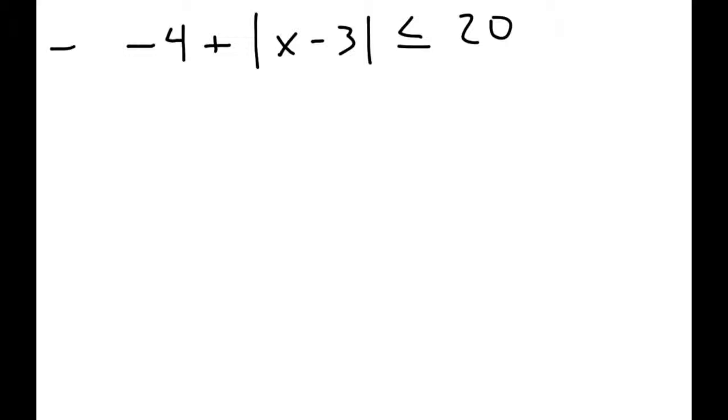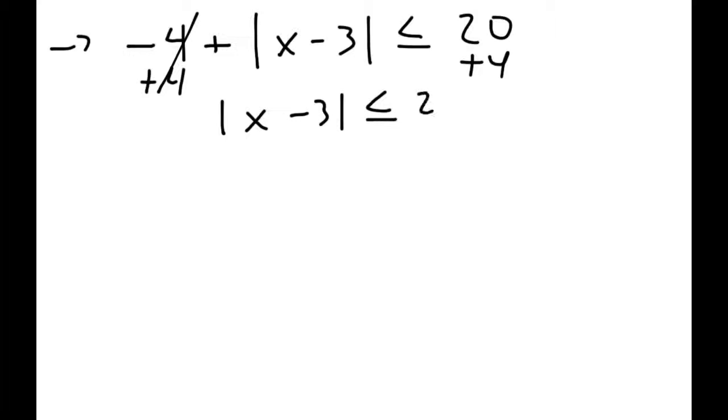Let's do one where we have a number that we have to get rid of. Let's do negative 4 plus the absolute value of x minus 3, less than or equal to 20. So we have this number, negative 4, we have to get rid of. We could subtract negative 4, or we can add 4. Both would be a result of 0. So I like saying we're adding 4 here. That cancels. We have the absolute value of x minus 3 less than or equal to 24.